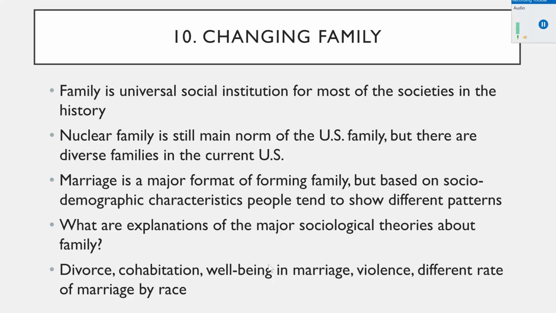couples. Marriage is a major way of forming a family, but based on social demographic characteristics, people of color and lower-class families are more likely to divorce and less likely to marry. So there are many inequalities based on race. And what are the explanations of the major sociological theories? Divorce and cohabitation, well-being in marriage, and violence. Different rates of marriage by race are inequalities and social problems in the family.